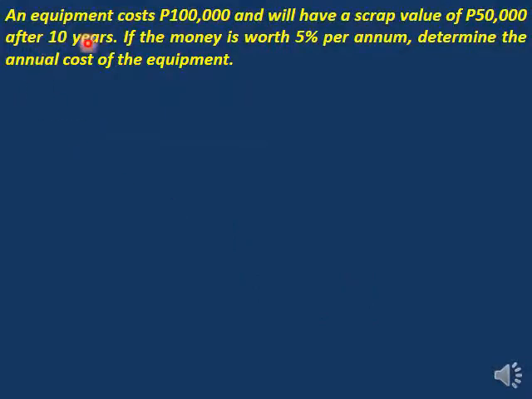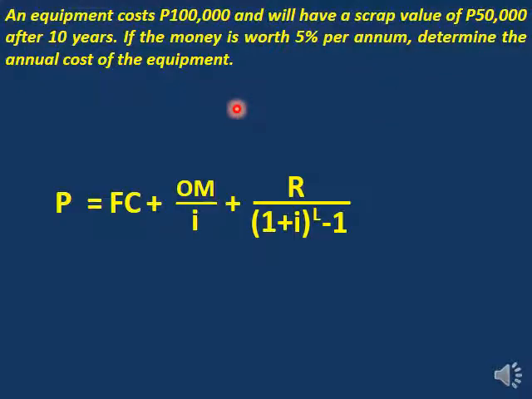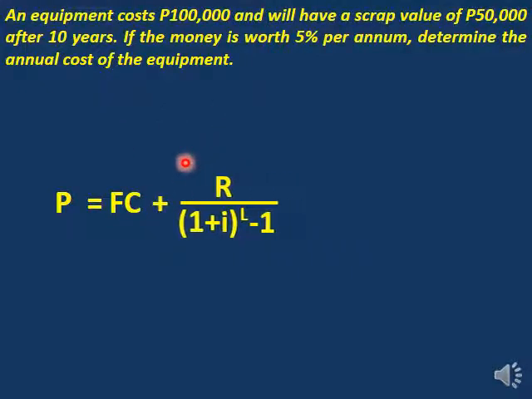Okay, an equipment costs 100,000 and will have a scrap value of 50,000 pesos after 10 years. If the money is worth 5% per annum, determine the annual cost of the equipment. Okay, here is our formula again. Let's identify the provisions. We have the initial cost of 100,000, the scrap value of 50,000, for 10 years. Okay, the life is 10 years. If money is worth 5% per annum, determine the annual cost. There is no mention of operating maintenance, so we'll eliminate that term.